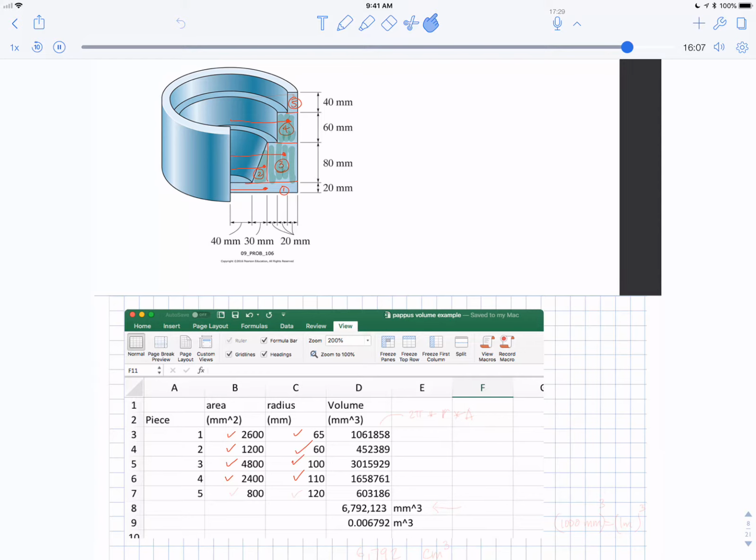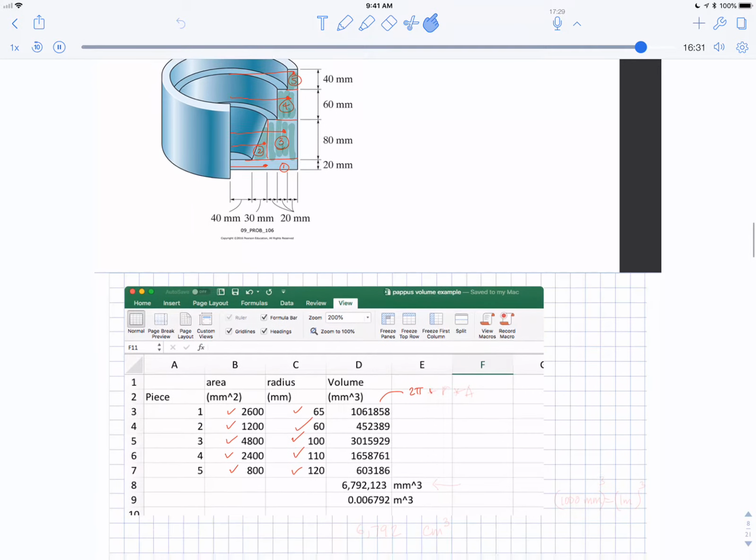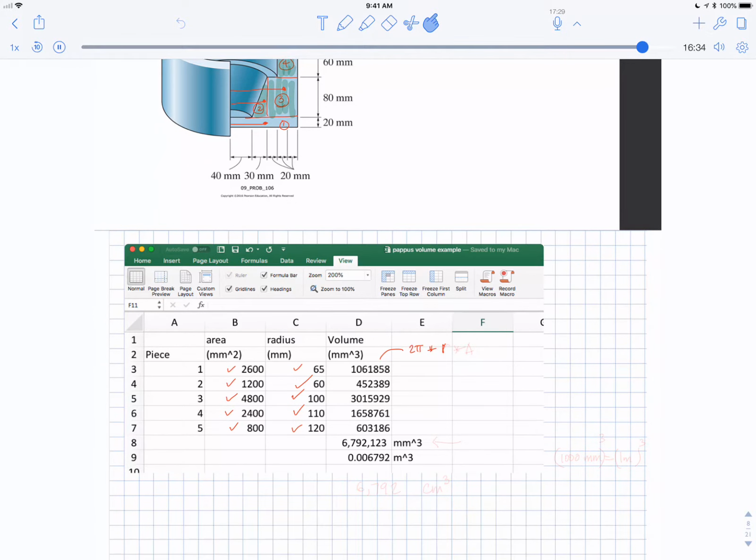And finally, this small piece up here, rectangle number 5, had an area of 800 square millimeters, and this distance was 20 millimeters. The total distance was 130, and I just came back in 10 millimeters to the middle for 120. And then here in this column, I just did 2 pi times the r times the area for each piece, and then it added up to 6.8 million millimeters cubed.